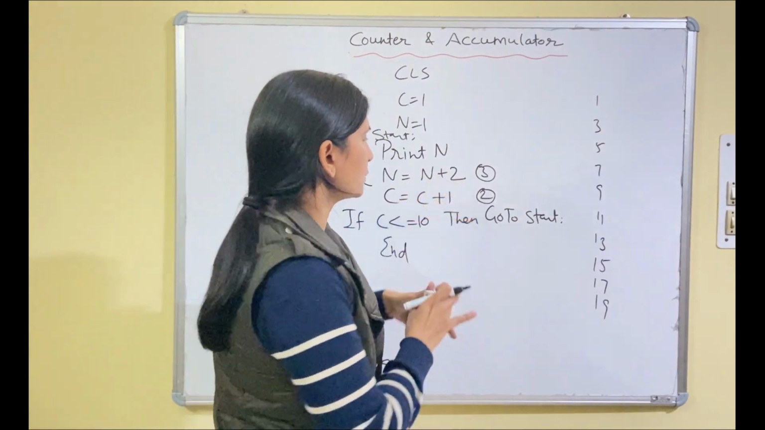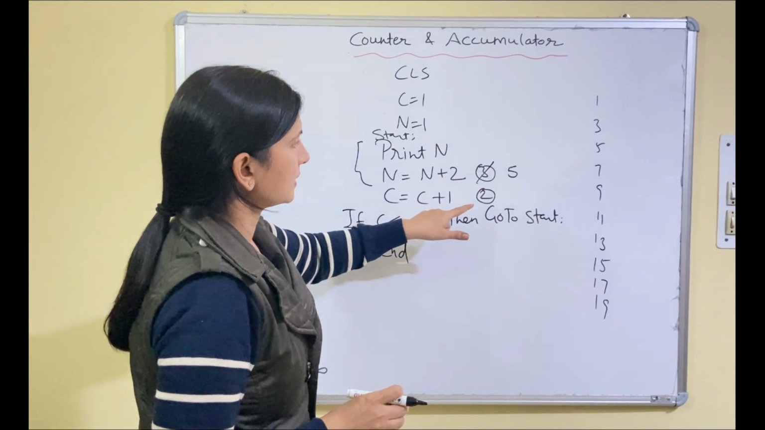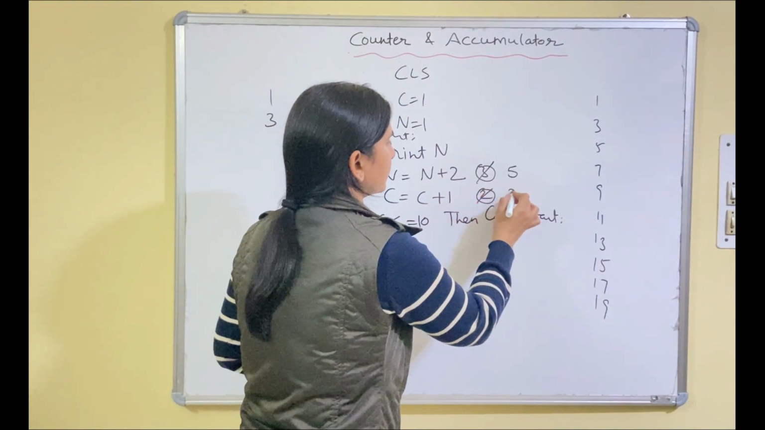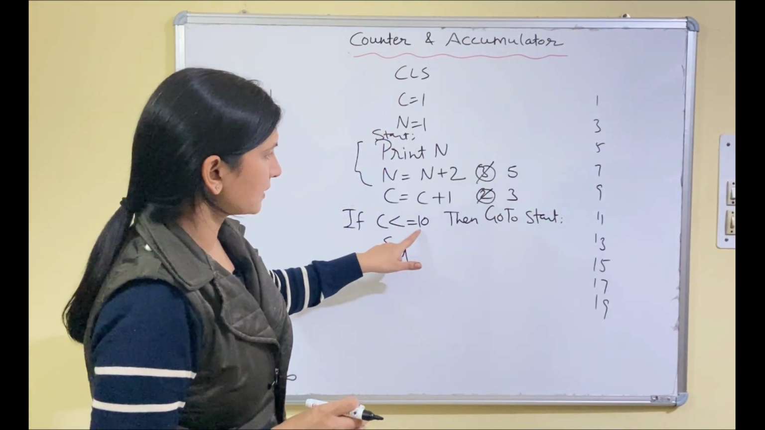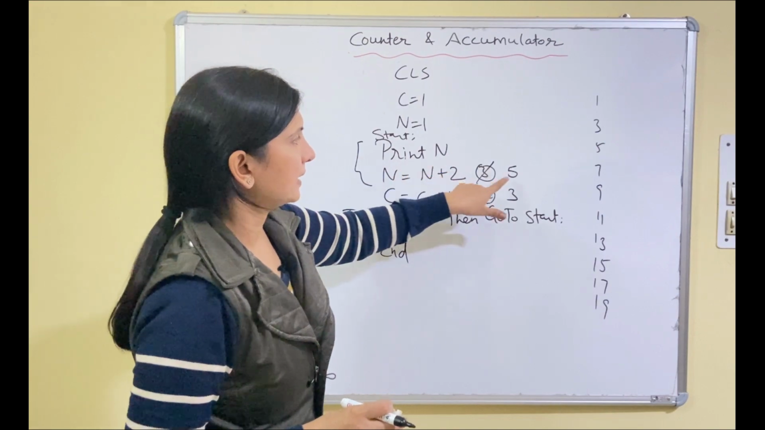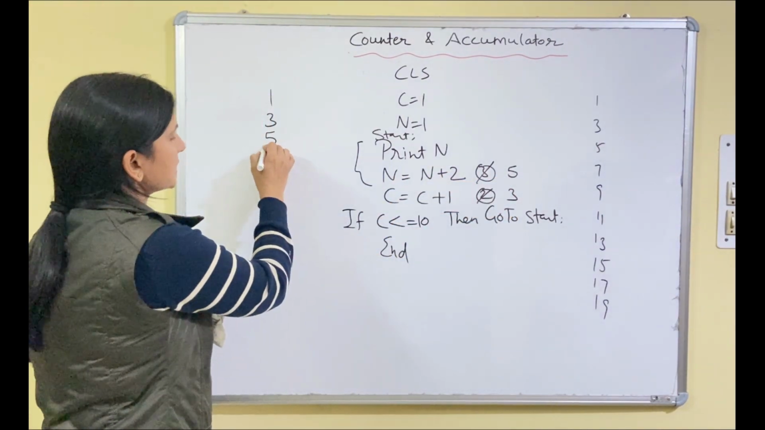Now 3 plus 2, 5. N has become 5. C plus 1, C earlier it was 2, 2 plus 1, 3. Condition will be checked. 3 less than equals to 10, yes. Then go to start. Print N. How much? N is 5. So 5 will be displayed.